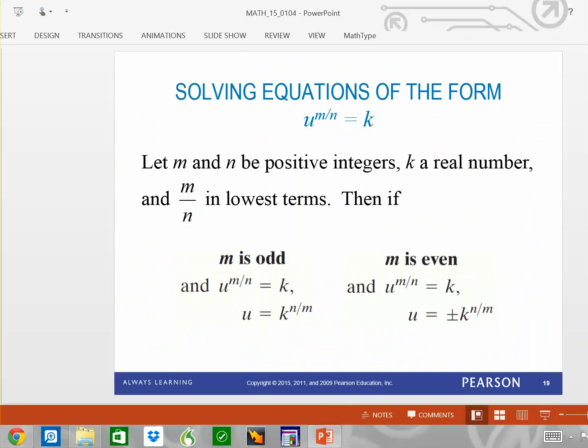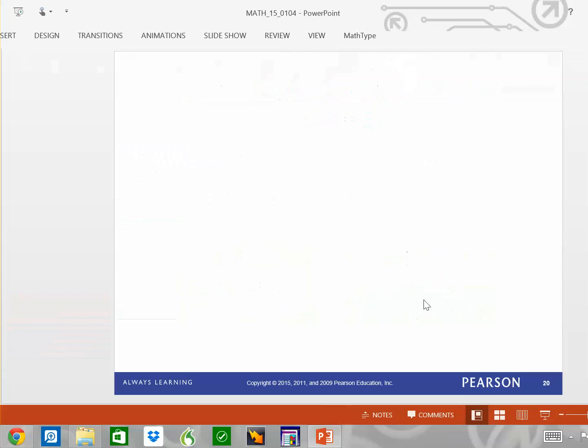Let me go to a separate page real quick. Now let's at least try to explain a little bit here. Okay, so first of all, do you guys remember this guy here, the nth root of a to the m? Remember that guy? We can change this from radical form into exponential form, a to the m over n. Are we good there?